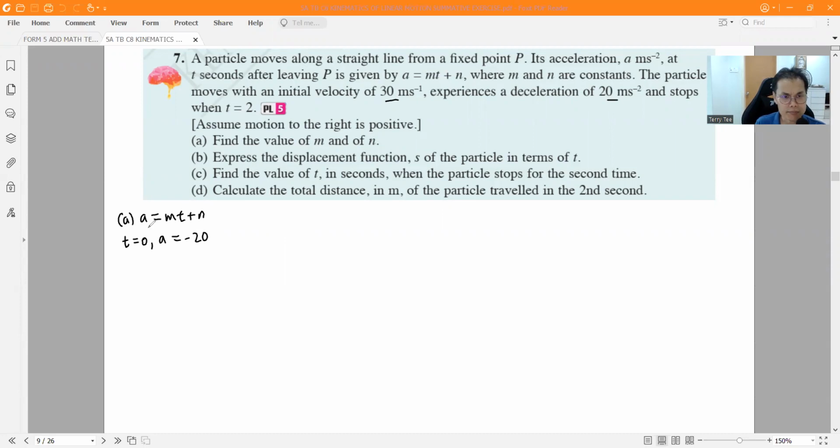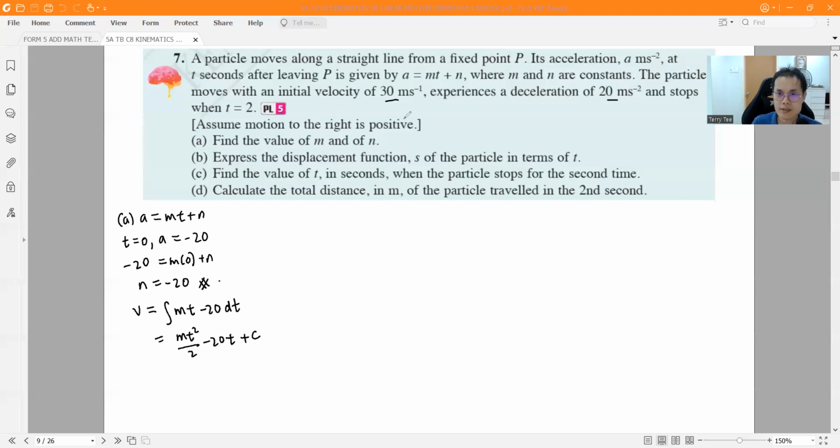Okay, so can we sub inside? Your a is minus 20, your t is 0, that means your n is minus 20. Simple. Okay, I still need to find m, and then it says stop when t is 2. Now, when it stops, v is 0. But I don't have velocity function, so I need to integrate my acceleration function. Now that I know n is minus 20, I'm going to put minus 20 here, dt. So this will be mt squared over 2 minus 20t plus c.